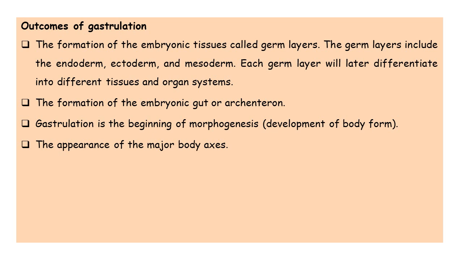So for the formation of the embryonic gut or archenteron, there will be gastrulation, which is the beginning of morphogenesis, that is the development of the body form. And lastly, the appearance of the major body axes, like the anterior and posterior axes, are defined, as well as the dorsal and ventral parts of the embryo. So this was all about gastrulation. I hope you all understood it very well.